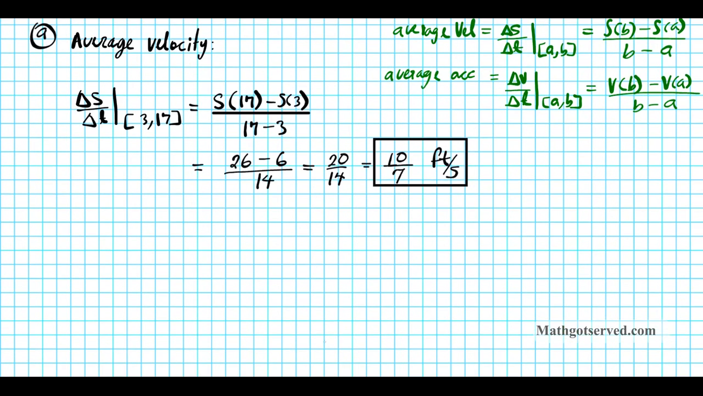Alright, let's shift our attention to part B. We are going to approximate the instantaneous velocity at t equals 8. Alright, so the instantaneous velocity at t equals 8 can be written as v of 8.